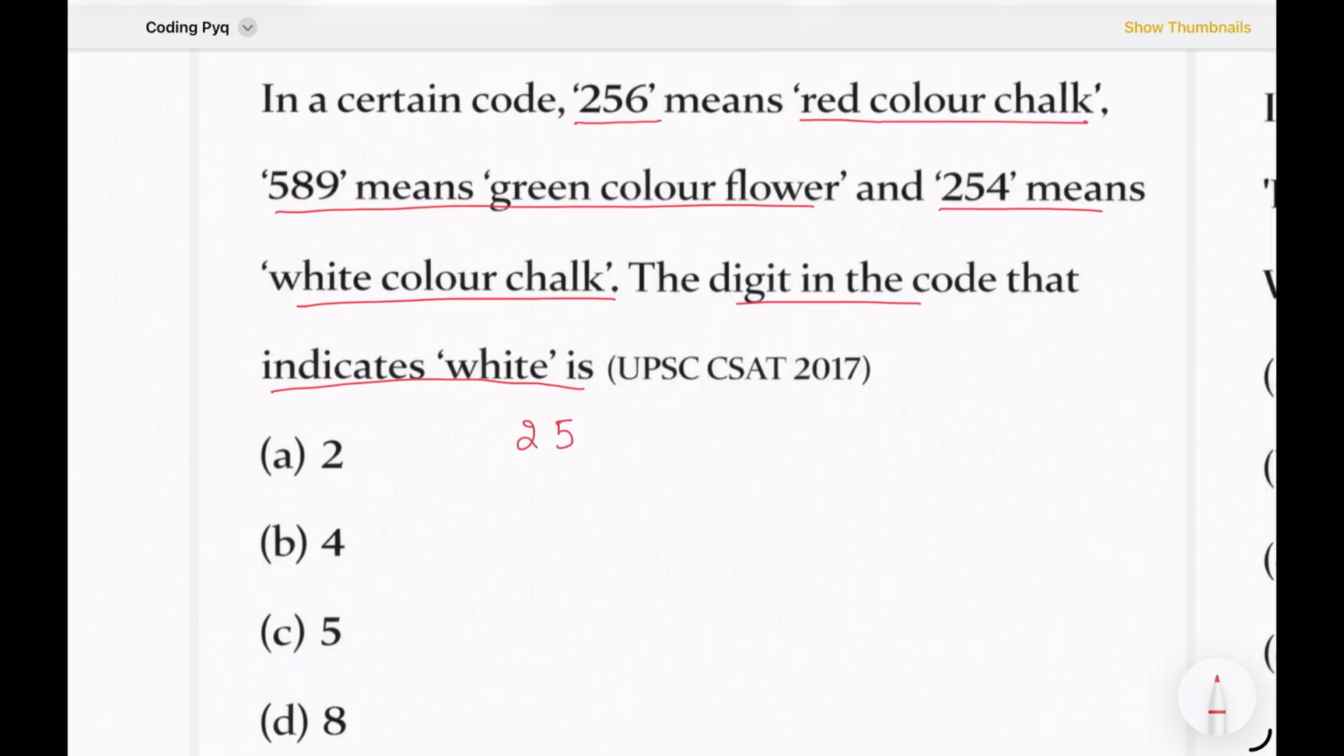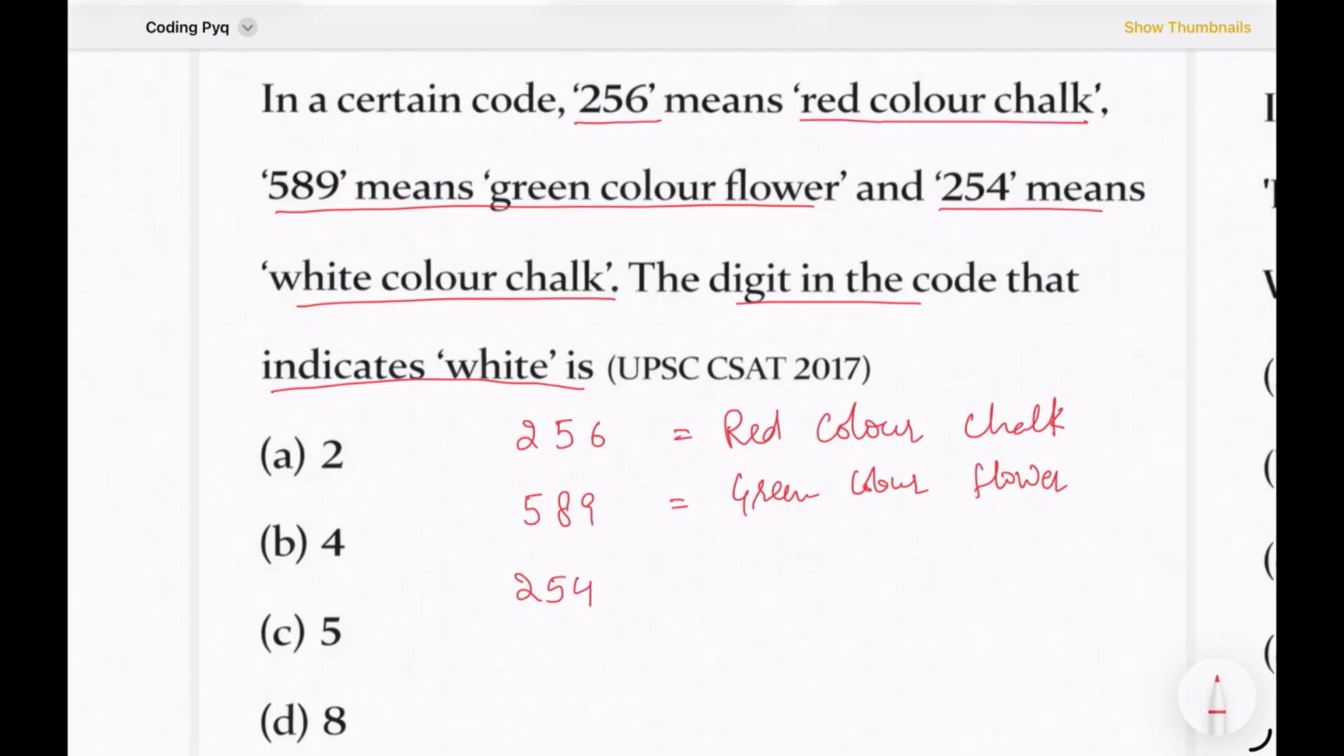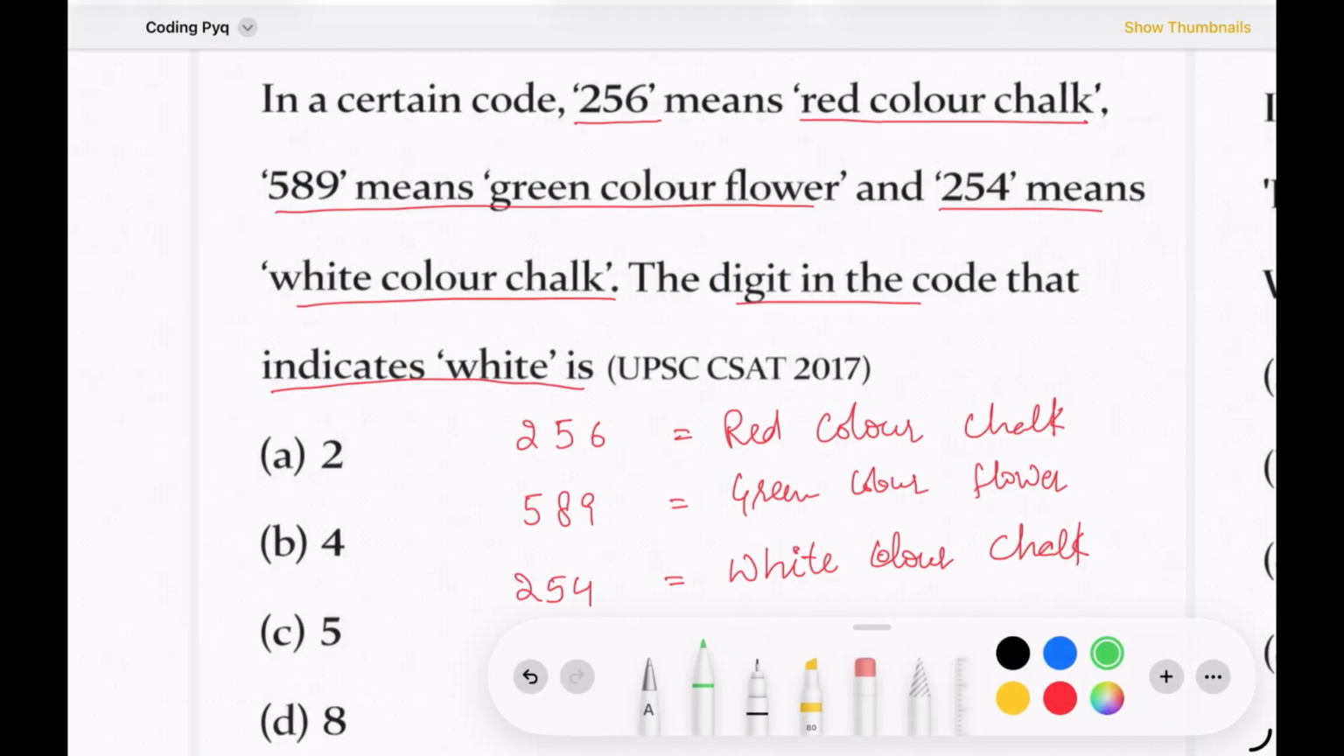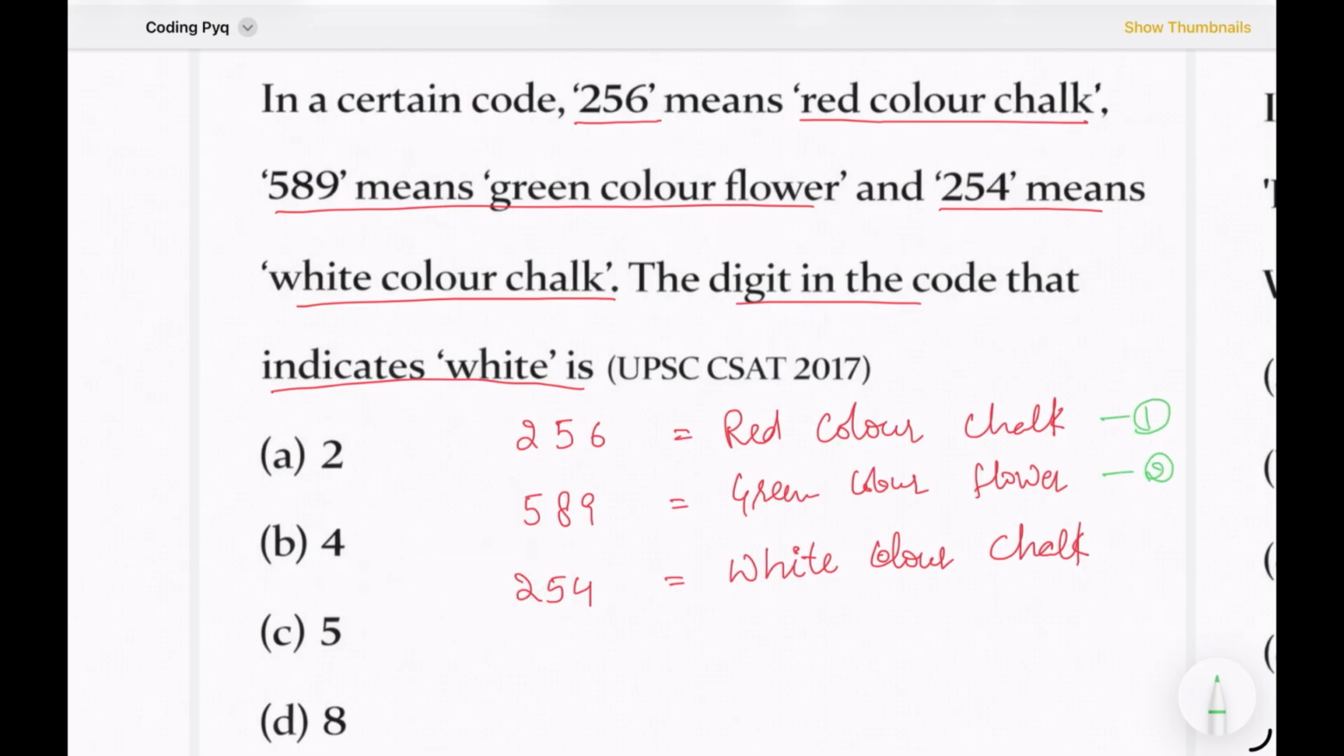Now, 256 is coded as red color chalk, 589 is coded as green color flower, and 254 is coded as white color chalk. First equation, second, and third. We have been given 3 equations, and we have to identify which digit is coding the word white.